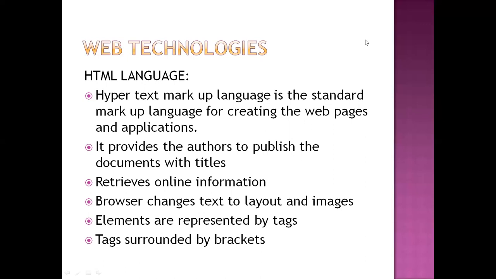It also retrieves online information. Means whatever information is stored online, we can retrieve it by using this language. This browser can change text to layout and images. Images and layouts can be brought by changing the text by using this language. Here, the elements are represented by tags. Tags means nothing but tag symbols, and these tags are surrounded by brackets. So when you apply this terminology, then it becomes HTML language.